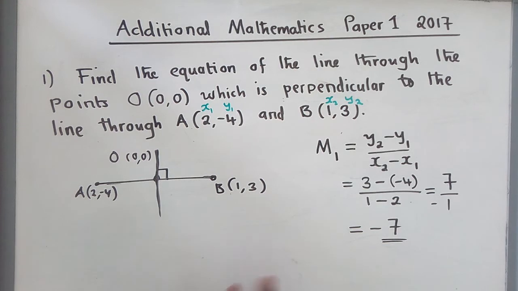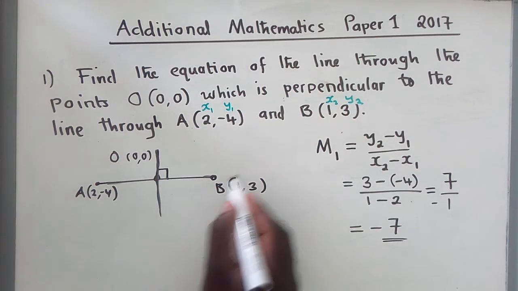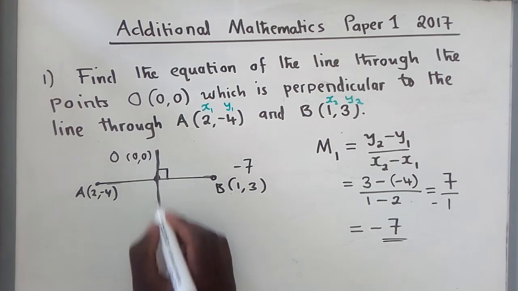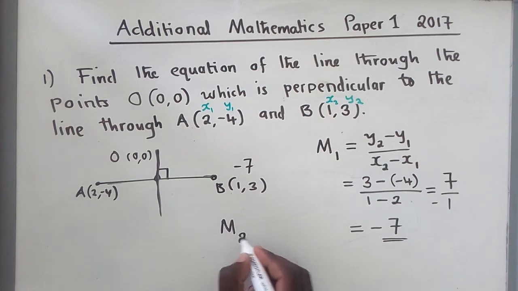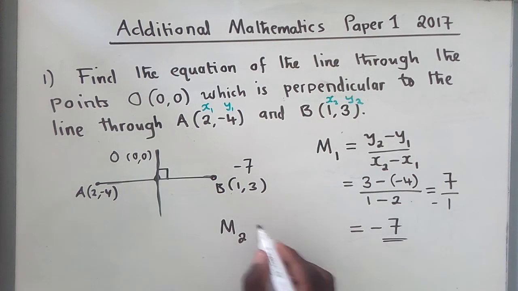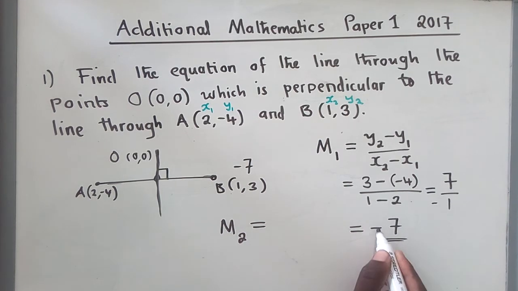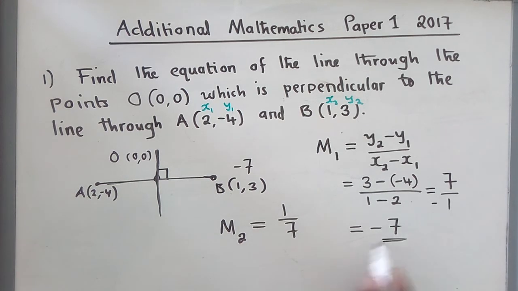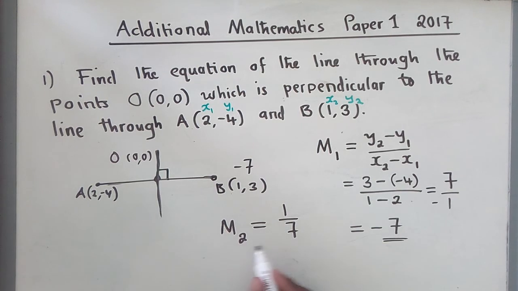So now this same gradient, we can reciprocate it. This is the gradient of the line AB, -7. Now for us to know the gradient of this one, we call it M2, we need to get this gradient, change the sign, and reciprocate it. So it will be 1/7. You just put a 1 on top and change the sign. If it is positive, put a negative here. If it's negative, put positive. So we put positive here. So we have the new gradient we need to use, which is this one over here.